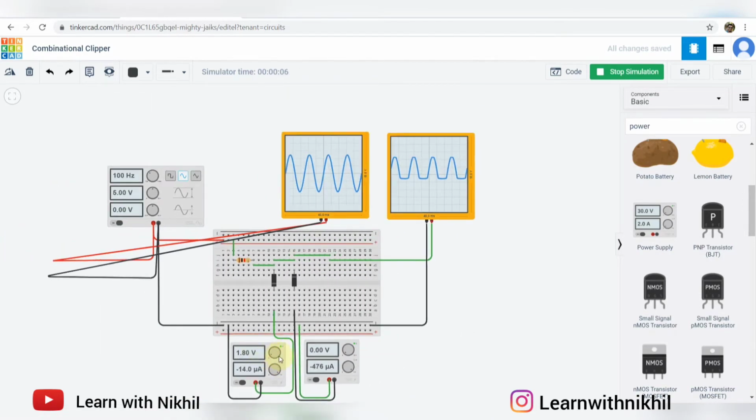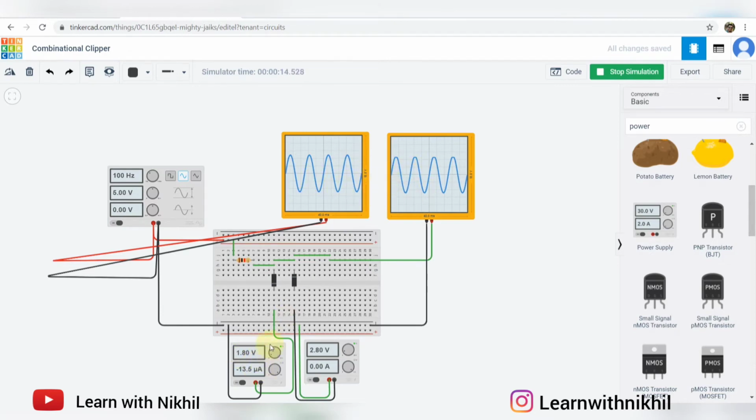So with this, I'm controlling the positive peak. Now if I increase this voltage slowly, you can see the negative peak is changing. So with this voltage, we can control the negative clipping. We can change the amplitude of the negative clipping. I am increasing to maximum. So the full negative peak is there. This is the same as the input voltage.